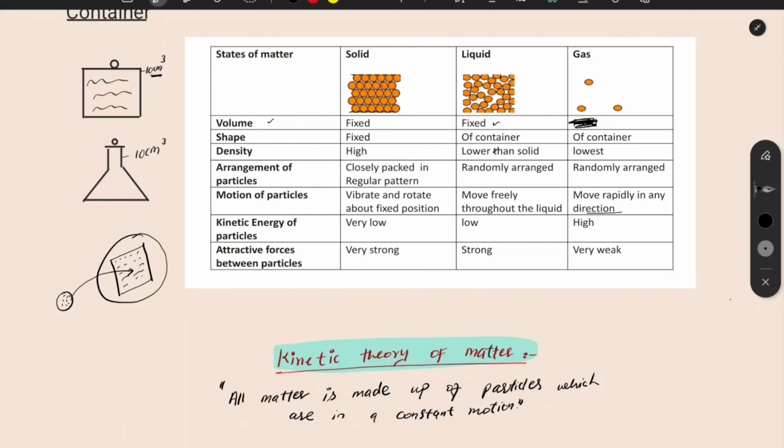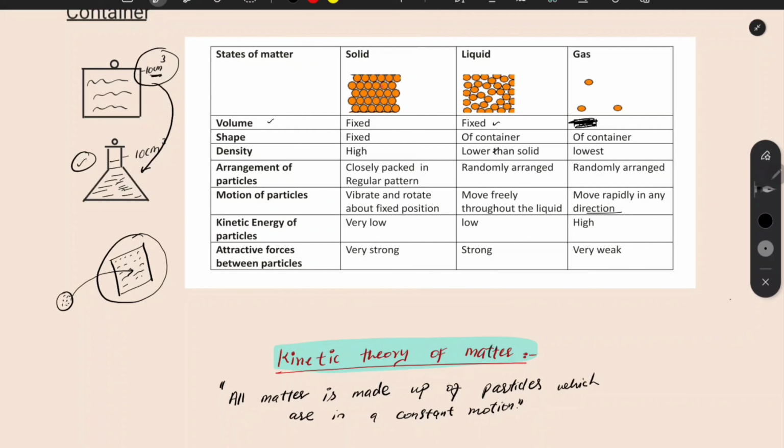Then the shapes. Solids have a fixed shape. Your pencil will remain in the shape which it has right now if you place it anywhere. And the shape of a liquid will change. If you transfer this liquid from this container to this container, its volume remains the same, it will remain 10 centimeter cube, but its shape will become the same as the shape of this container.